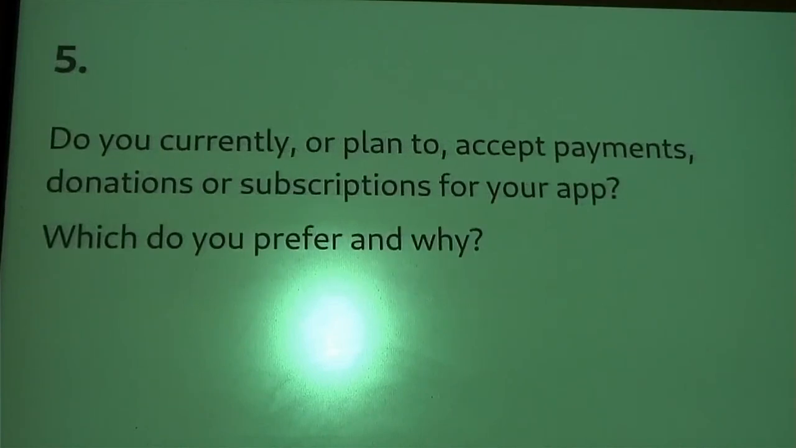Okay. So here's one. Do you currently or plan to accept payments or donations or subscriptions for your app? And which do you prefer and why?